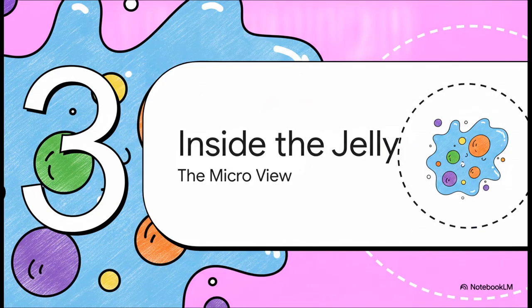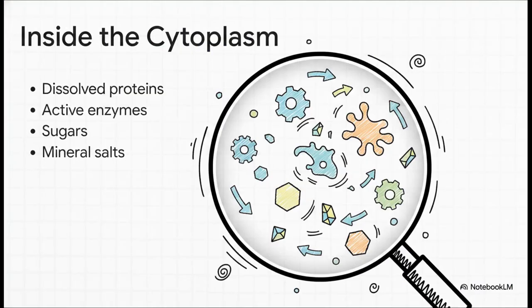All right, Section 3, inside the jelly. Let's take a micro view. Let's zoom right inside the cytoplasm with this magnified insert bubble. See how highly kinetic this environment is? Follow those directional arrows. You're looking at energetic particles, dissolved proteins, active enzymes, sugars, and mineral salts, and they are in constant movement, colliding and flowing. It's totally not static, it is incredibly active.